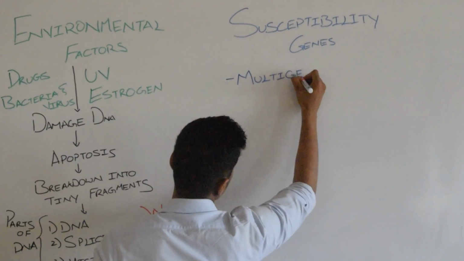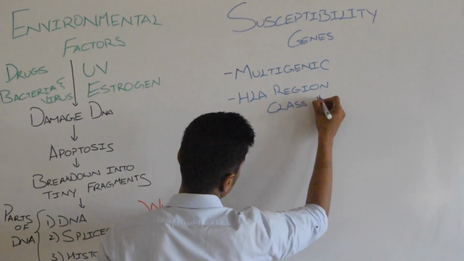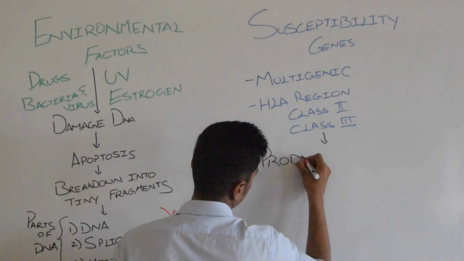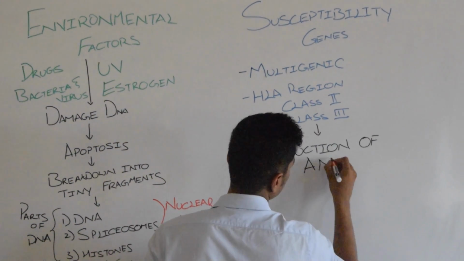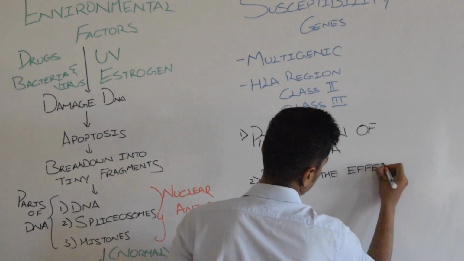Remember that SLE is not caused by a mutation in a single gene, but it's a multigenic disease, mostly in the HLA region class 2 DQ DR and class 3. What are the two things that happen? One is the production of the antinuclear autoantibodies and the other is the prevention of the effective regulation of the nuclear antigens.